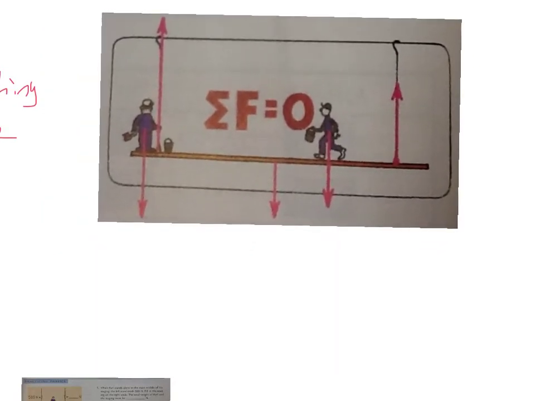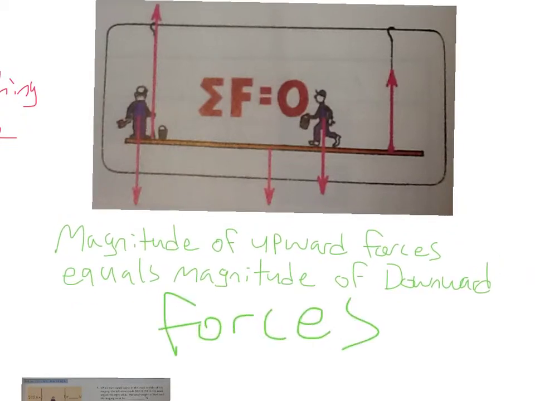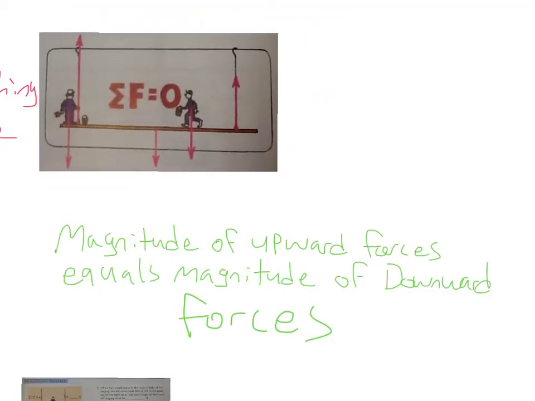Right here we have a situation where we've got two painters on a beam that is held up by ropes on either end. Now here the sum of their upward tensions is equal to the sum of their downward weights plus the weight of the beam. So the magnitude of the upward forces equals the magnitude of the downward forces. The net force on the whole system is equal to zero. So we say that this thing is in mechanical equilibrium.